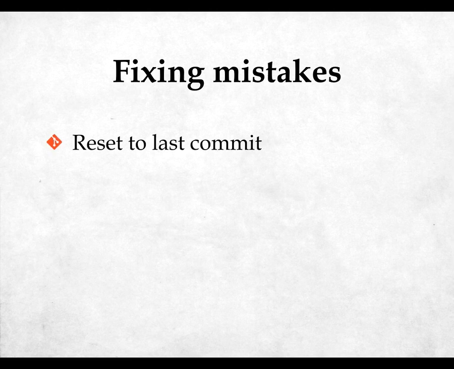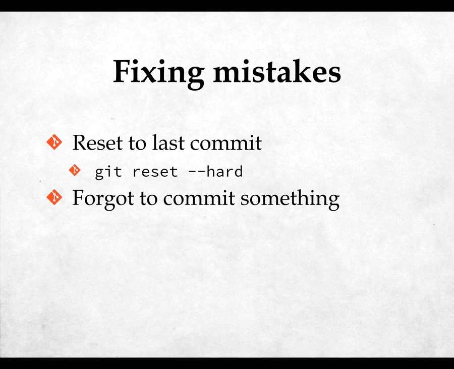So just to summarise some of the things: if you've completely messed up something and you want to go back to the last commit and throw away all your work, just git reset --hard. If you meant to commit something and you forgot, most commonly if you do a git commit -a for commit all and you don't realise you've got a new file and you didn't add it, then git commit --amend, which I mentioned before, just does a commit and squashes it into the previous one.